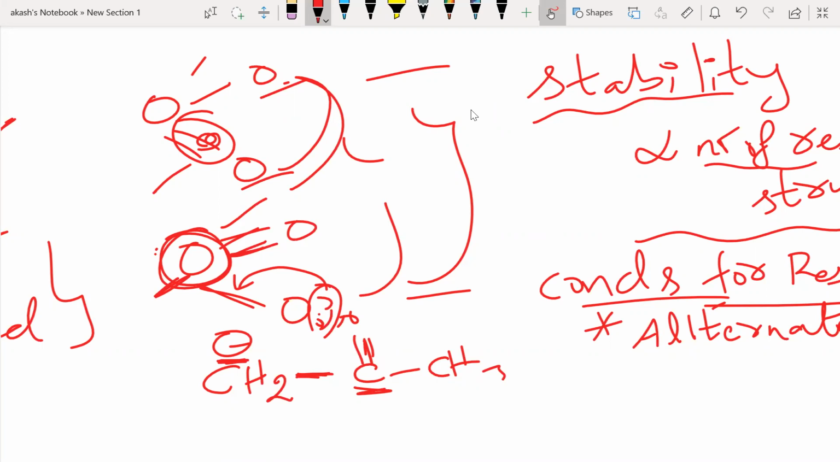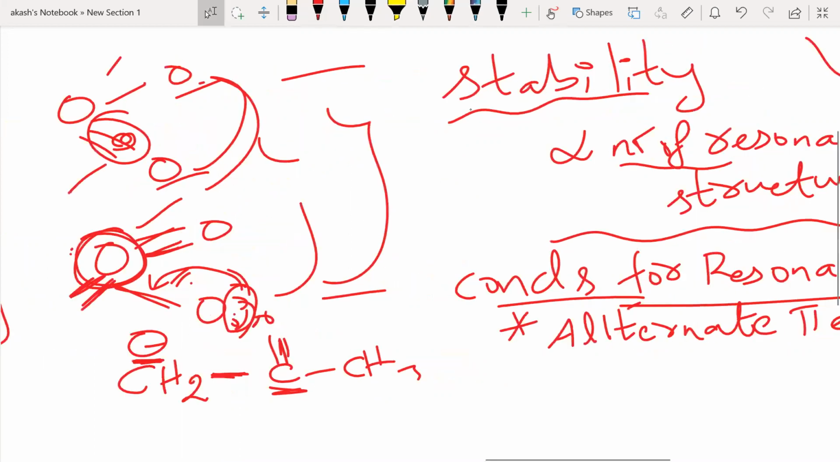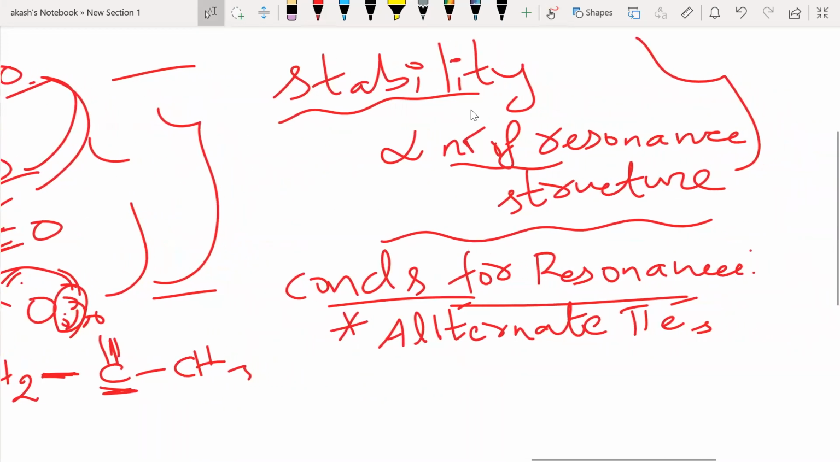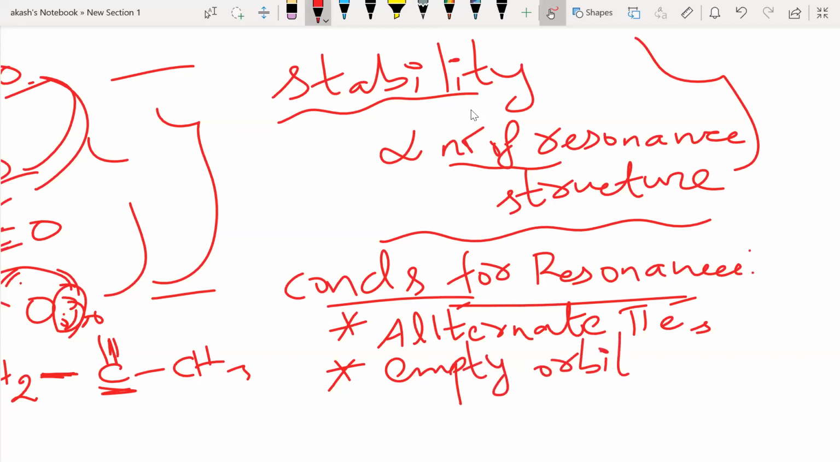Again, I repeat, the pi cloud is moving. This atom has a lone pair, so it is donating. For this lone pair to go, I should have some space. What do I mean by space? Electrons can be placed only in orbitals, so this oxygen atom should have an empty orbital, and in general it will be only empty p orbitals or empty d orbitals. So the next condition is that I should have empty orbitals.